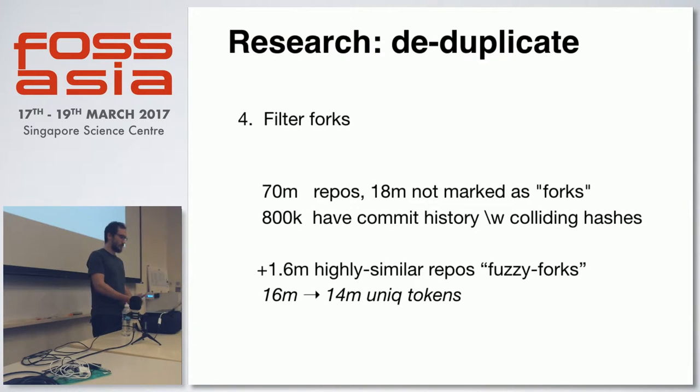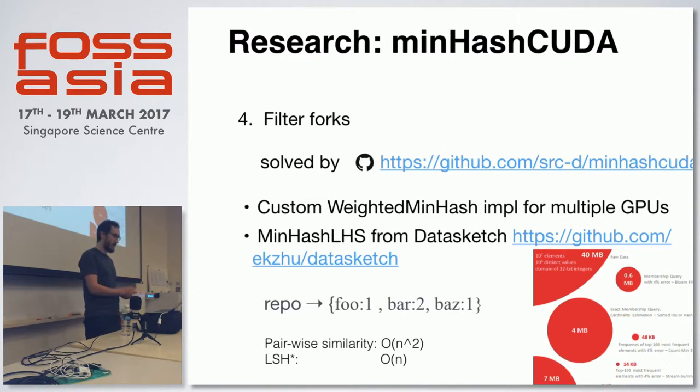Then we can try filtering out colliding hashes, which takes out about a million more repositories, but that's still not enough, because there are things like the whole Linux kernel with an additional driver, without commit history, pushed to some repository. That's effectively a fork, but we don't know about that. So we want to filter those forks out as well, which results in a reduction of about 2 million more repositories. So basically, for every set of tokens representing a repository, we need to find close or similar ones and filter them out.